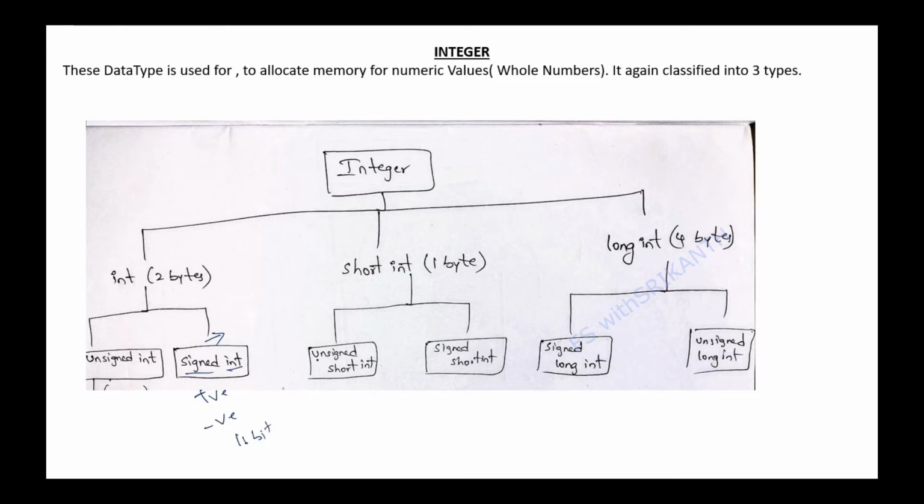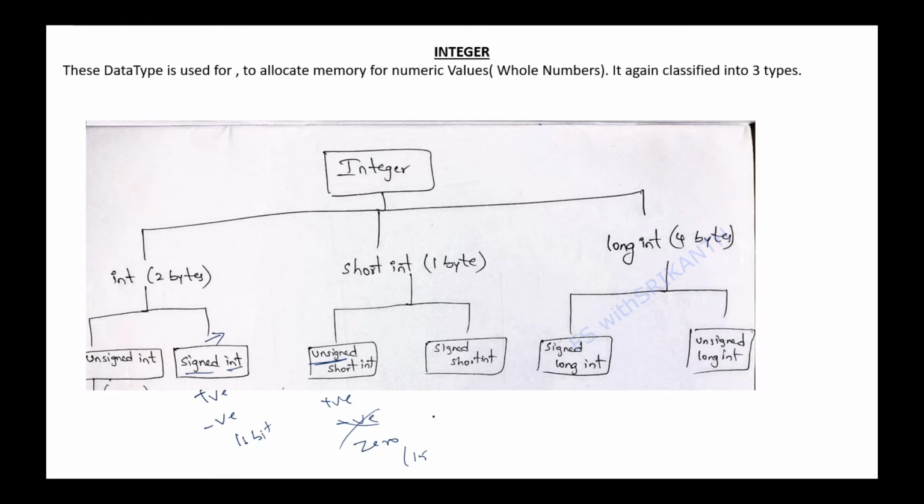And what is meant by unsigned? Unsigned data types only allow positive values. So that is one of the differences. Signed values can be positive and negative, and unsigned can be only for positive values but not negative values, including 0.